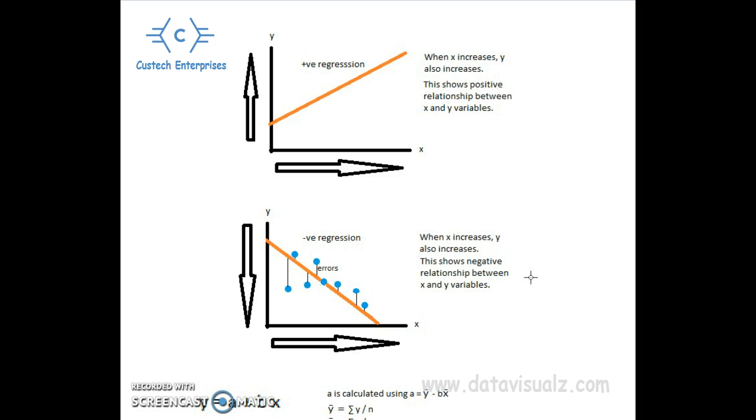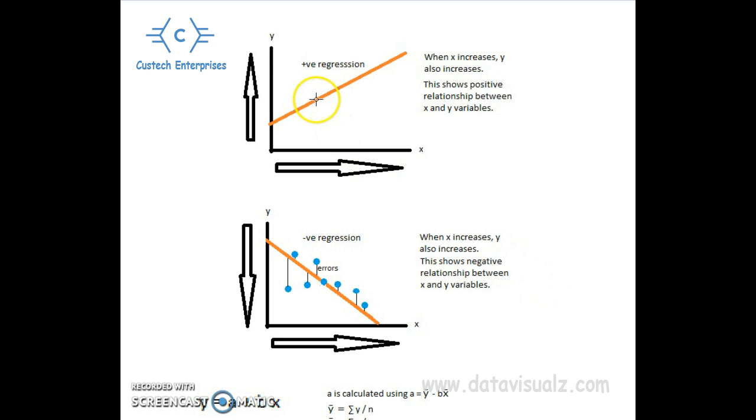Hi, this video tutorial is about regression analysis. Here we're going to consider linear regression. Regression analysis involves two variables, and we try to predict how one variable is affected on the basis of the other variable.